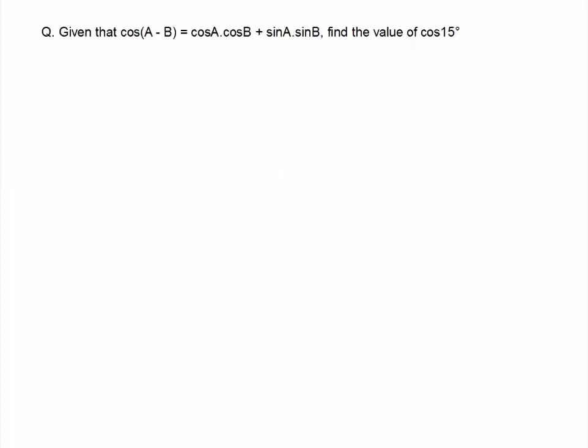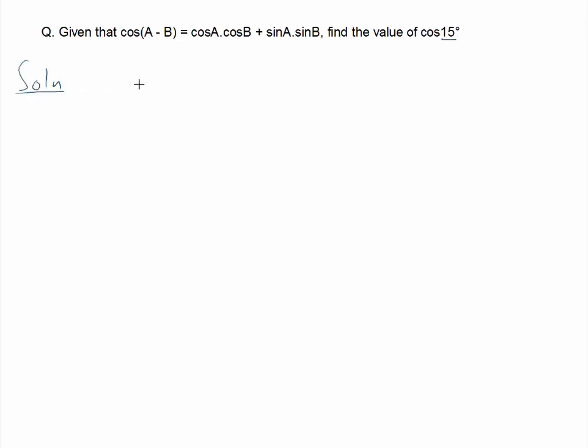Now next, let's do this question. We are given cos of a minus b equals cos a cos b plus sin a sin b, and we need to find the value of cos 15. So we need to use this formula to find the value of cos 15 using the values of standard angles.